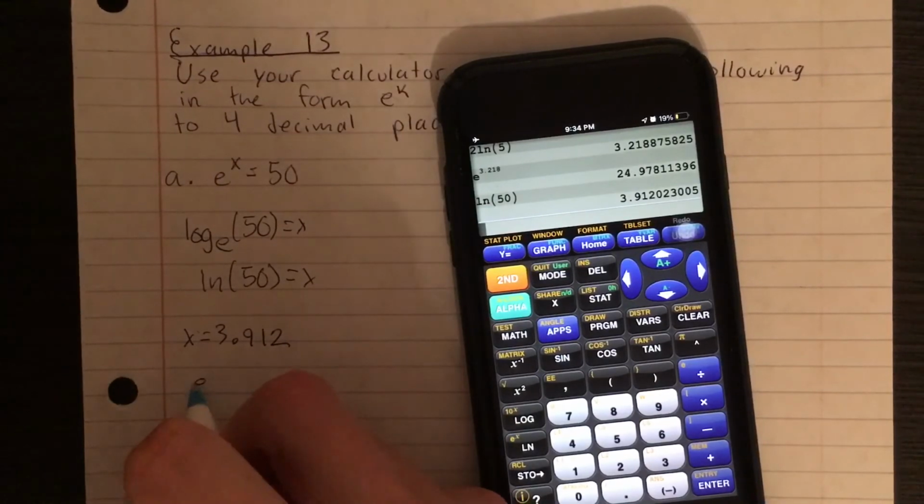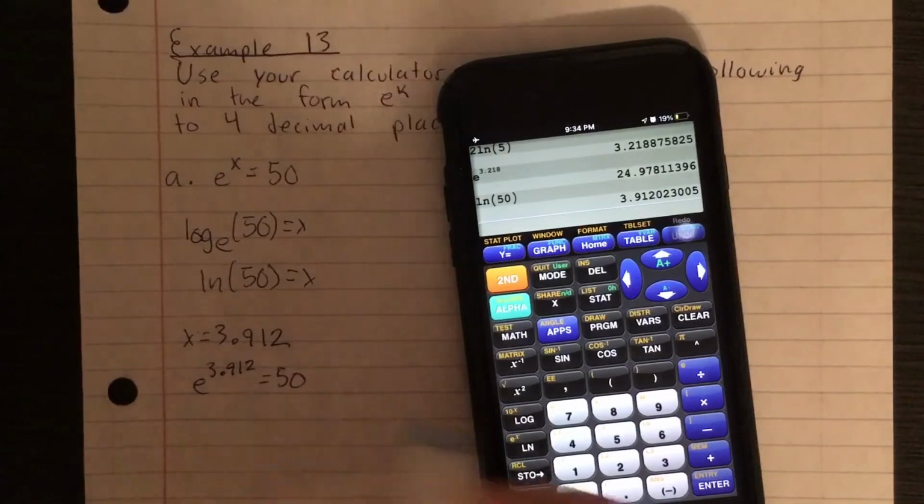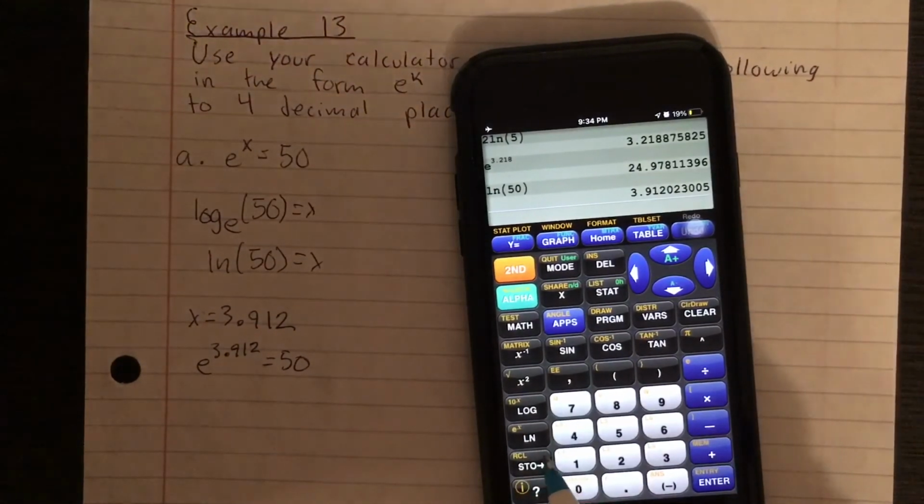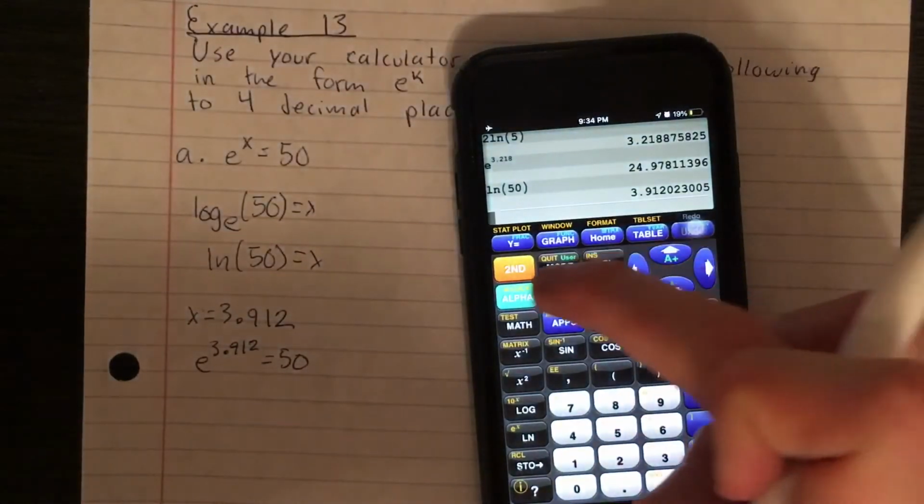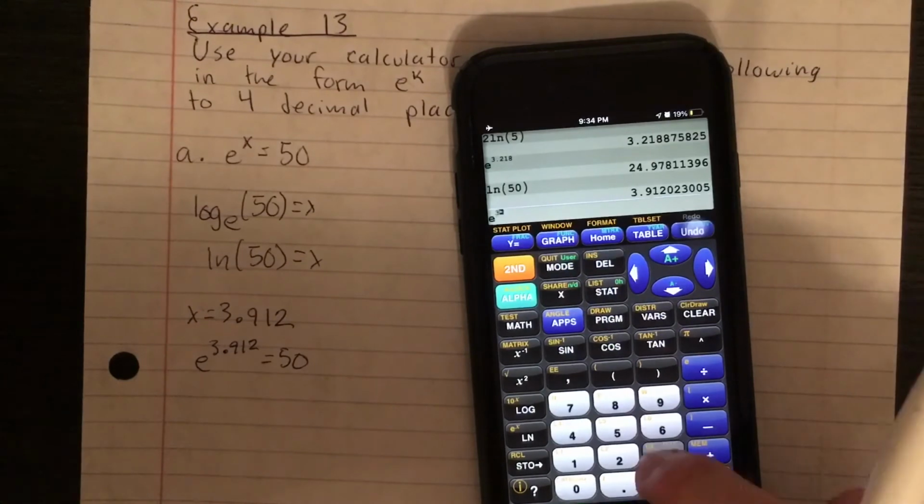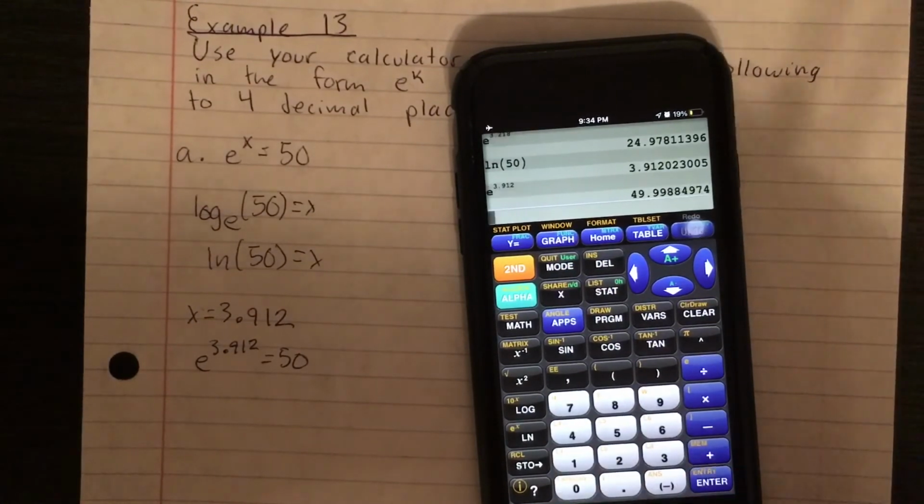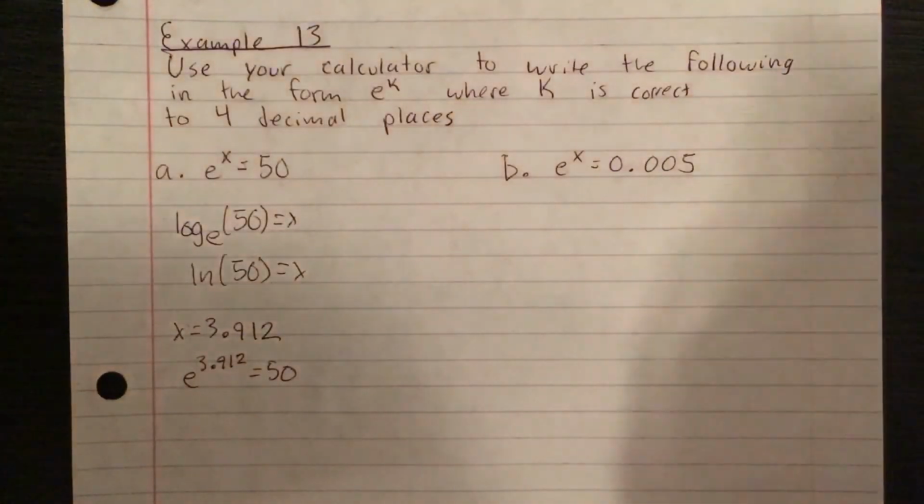And you're wanting to check that. So we're saying that e to the 3.912 equals 50. If you're wanting to check that, look at the ln button right there; e to the x is the second option. So if you go to second and ln, it will pull up e, and then you can just punch in your power right there, and we get 49.9988. We are rounding, so it's not going to be perfect.